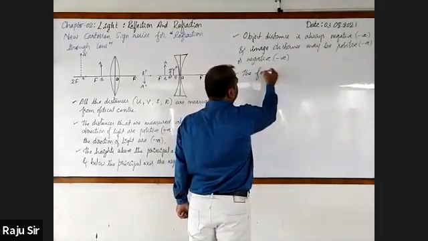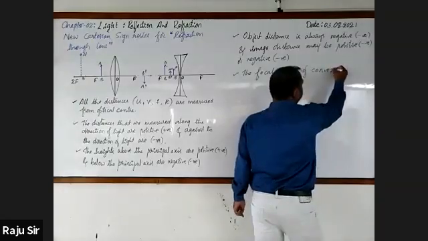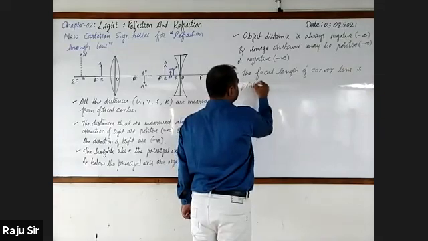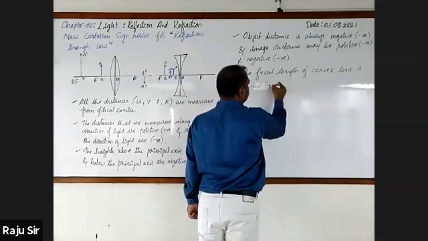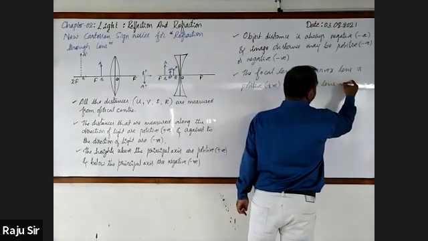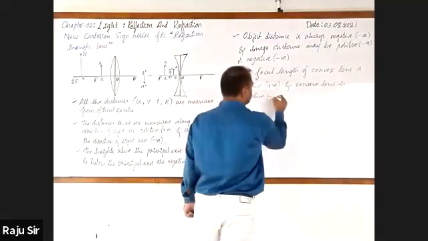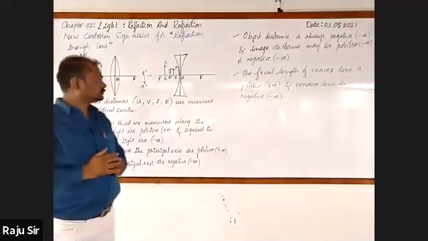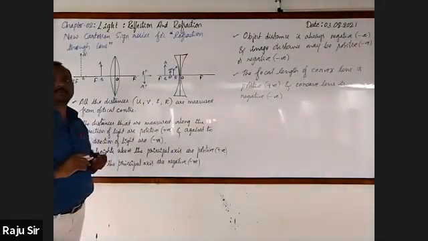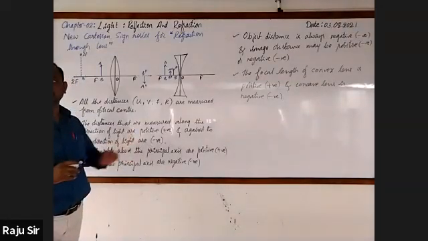The focal length of convex lens is positive, in bracket plus. And concave lens is negative. All the points have been written. Have you left any point? No, all are covered in this only.